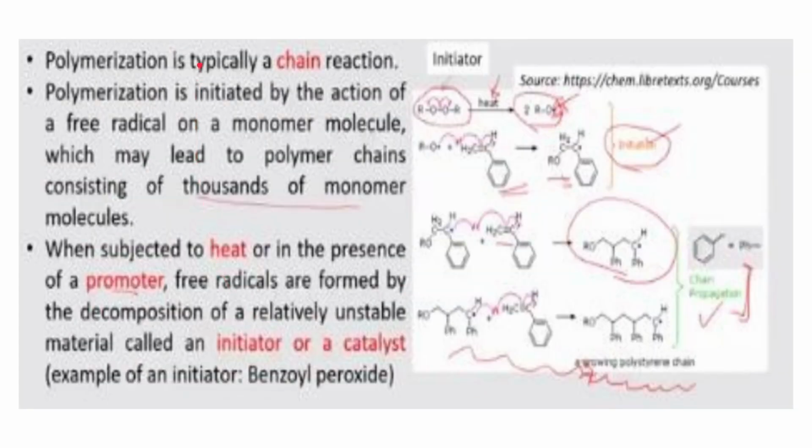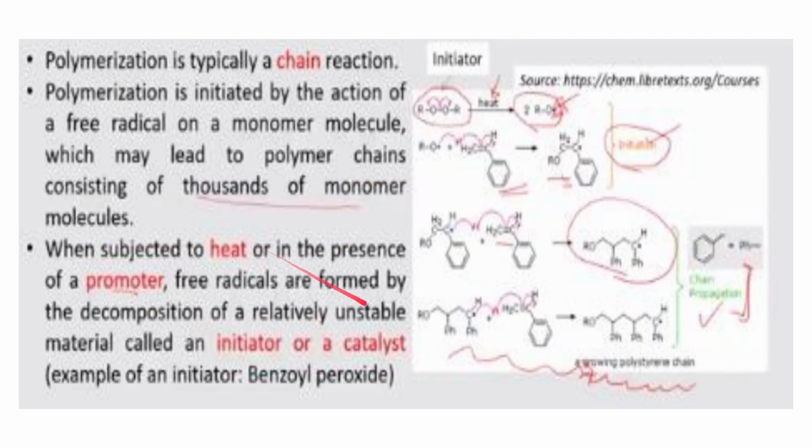So polymerization is typically a chain reaction. It is initiated by the action of a free radical on a monomer molecule, which may lead to polymer chains consisting of thousands of monomer molecules. So basically, it is created by action of a free radical on a monomer molecule, and they result in formation of polymer chains, which consist of thousands of monomer molecules.